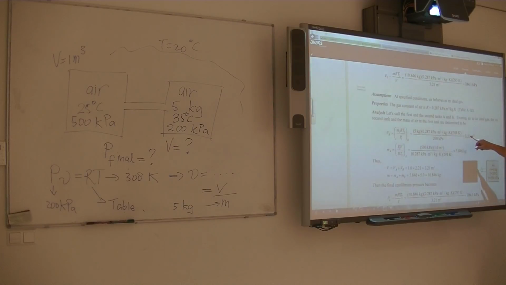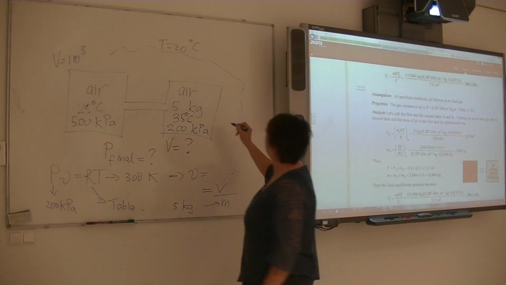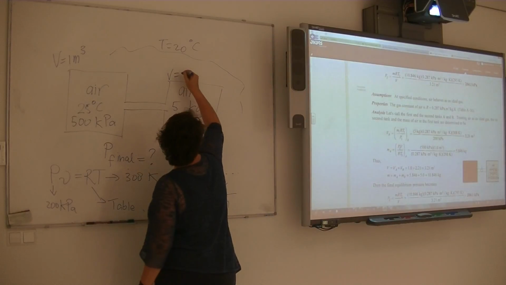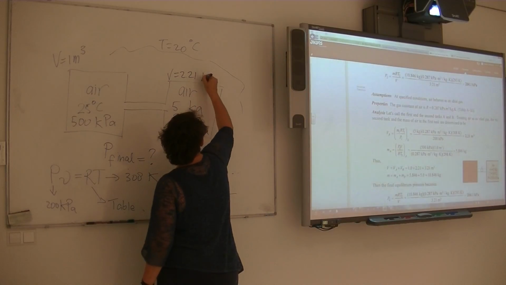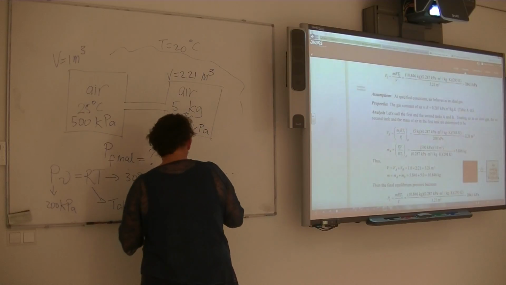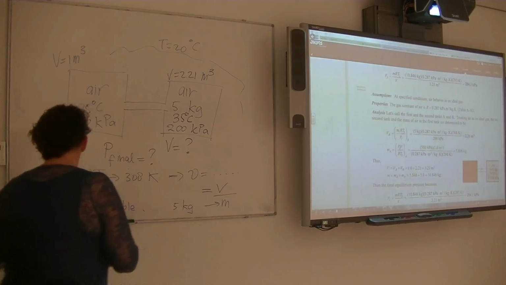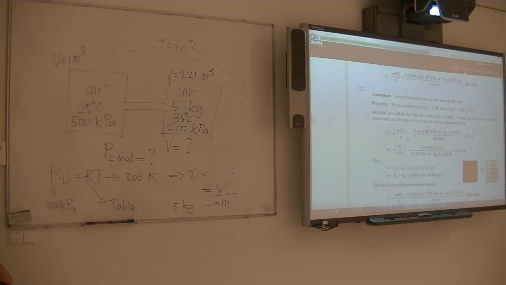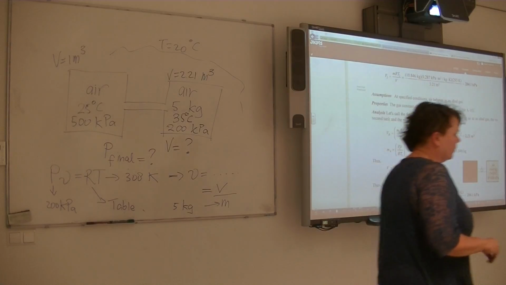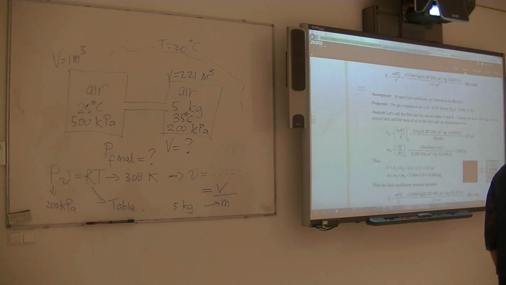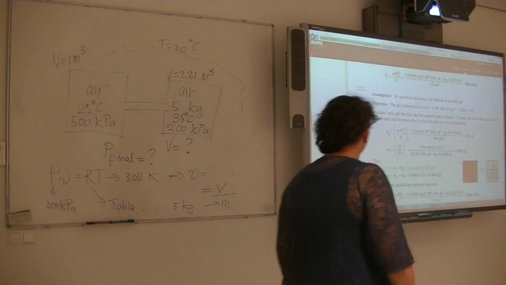The volume in tank B is 2.21 cubic meters. That one we can calculate using the ideal gas law. I think I did it with a different formula, but I got the same answer. I don't know if I'm doing it right, because I used PV is RT.